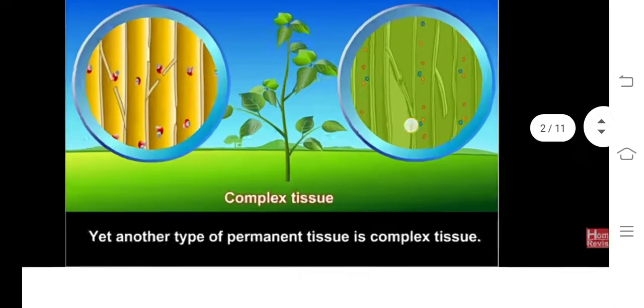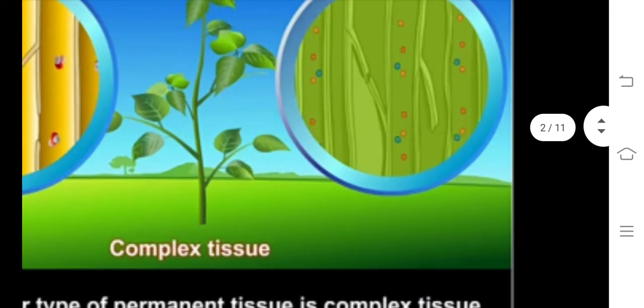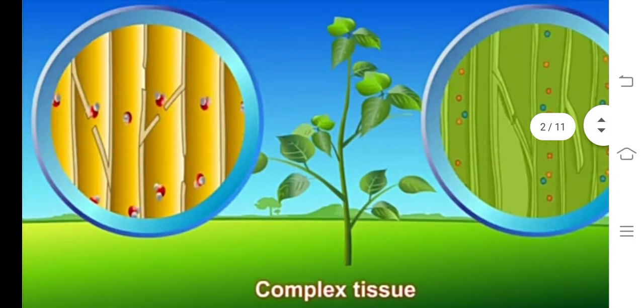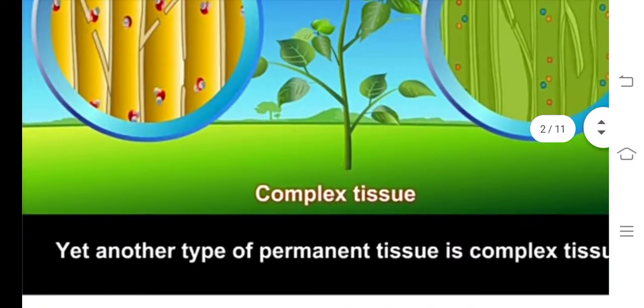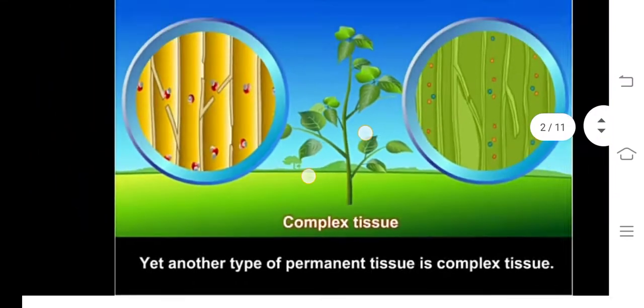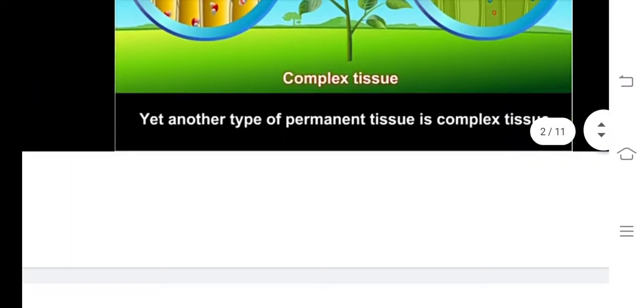See, there are different types of cells, children. Clear? What about this one? They are different types of cells. These cells constitute together to form a complex tissue. They are called permanent tissues. You know the permanent tissue. How do permanent tissues originate? They originate from the meristematic tissues.